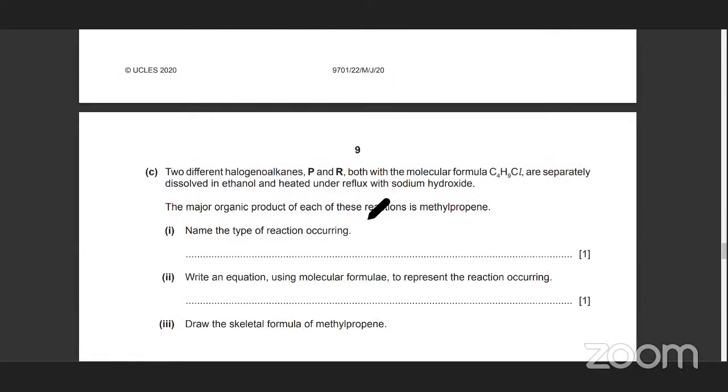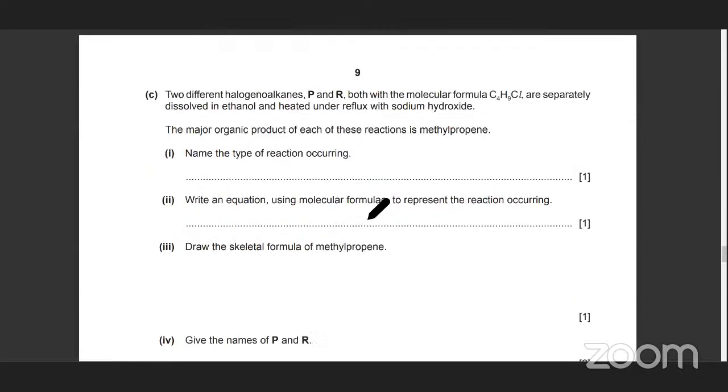So then the next part is: two different halogenoalkanes P and R, both with the molecular formula C4H9Cl, are separately dissolved in ethanol and heated under reflux with NaOH. So remember, when ethanolic NaOH is used, there's an elimination reaction, which means that alkenes would be formed. The major organic product of these reactions is methyl propene. Name the type of reaction. That's an elimination reaction.